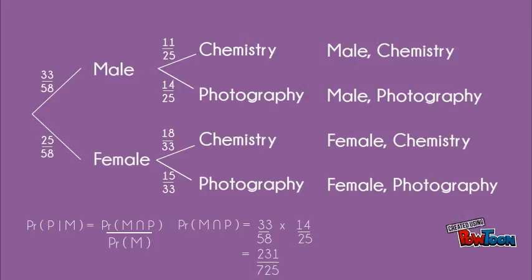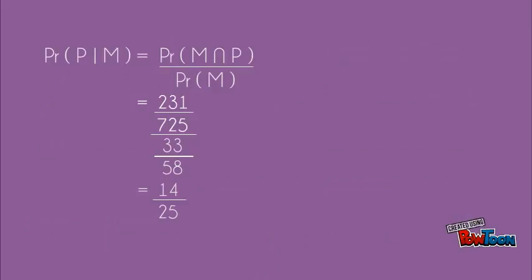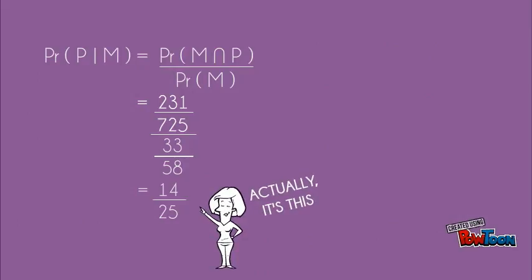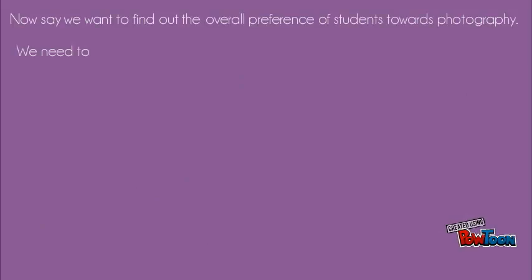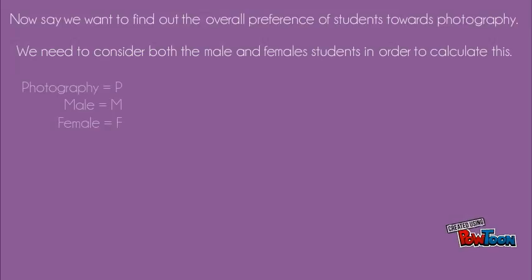To find the probability of a male and photography, simply multiply along the branches of the tree diagram for the selected outcome. Then, divide by the probability of a male being selected. There, the probability of a male selected having a preference for photography is 11 over 25.